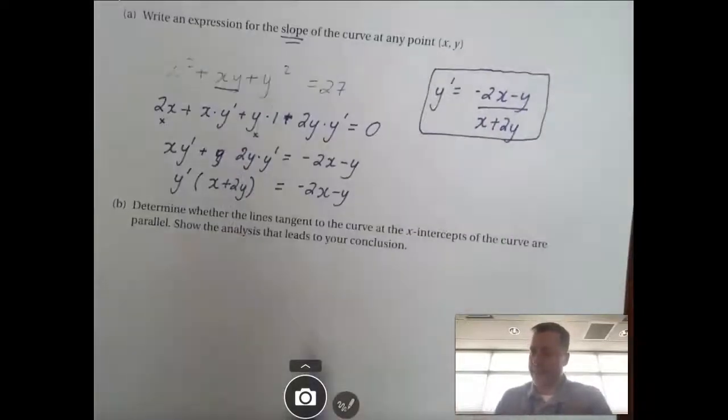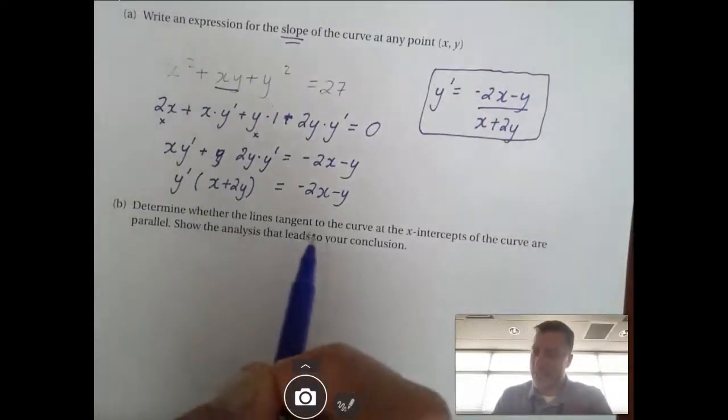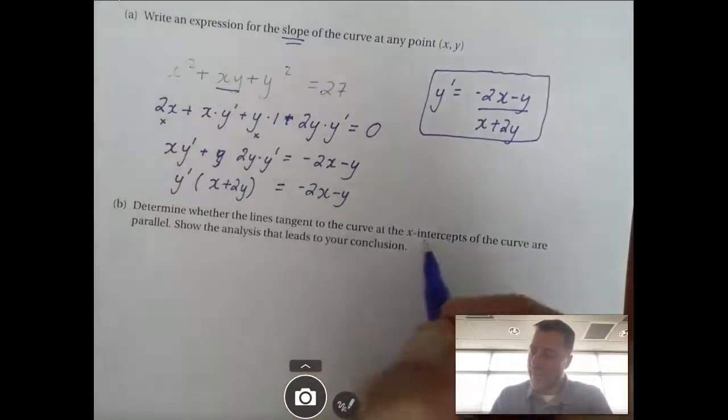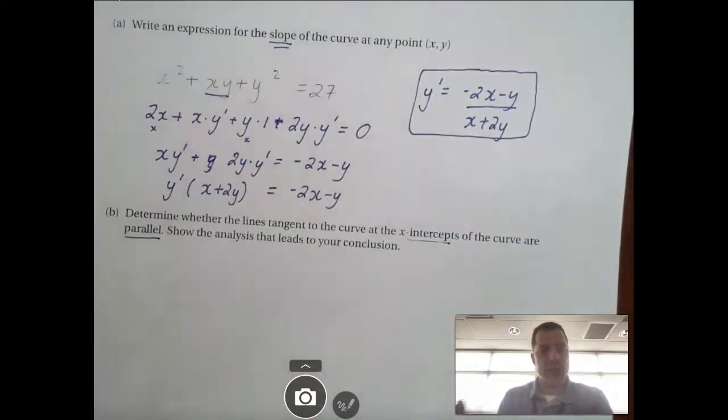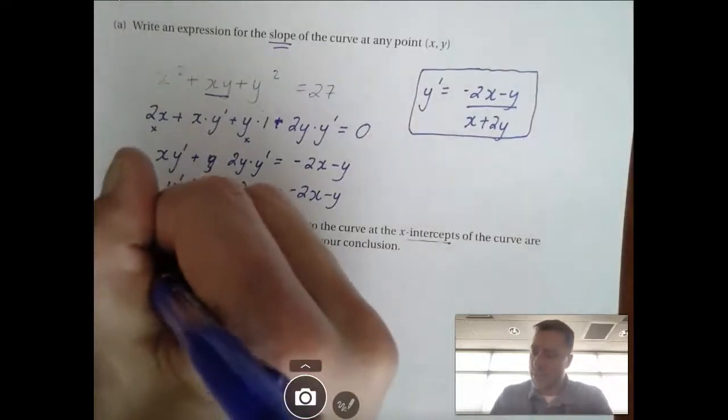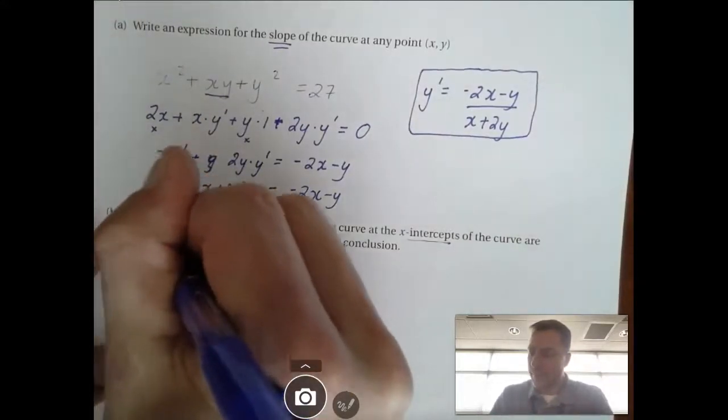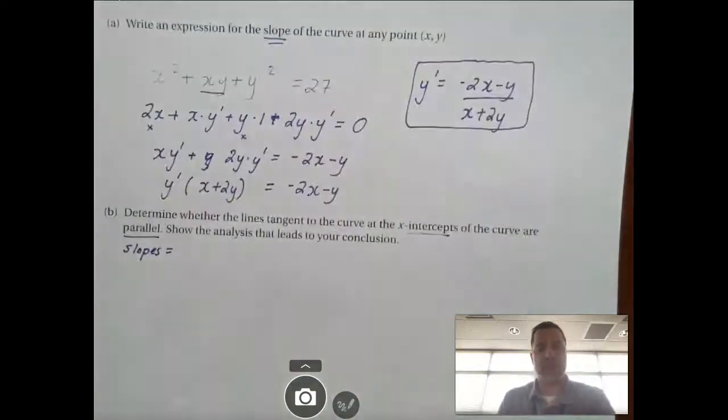So part B is asking us to determine whether the lines tangent to the curve at the x-intercepts are parallel. So we want to know, at the x-intercepts, are the slopes of the tangent lines equal? If we have the x-intercepts, what are the slopes there? And if we know the slopes, are they parallel? Are they the same? If the slopes are the same, the lines are parallel at those points.